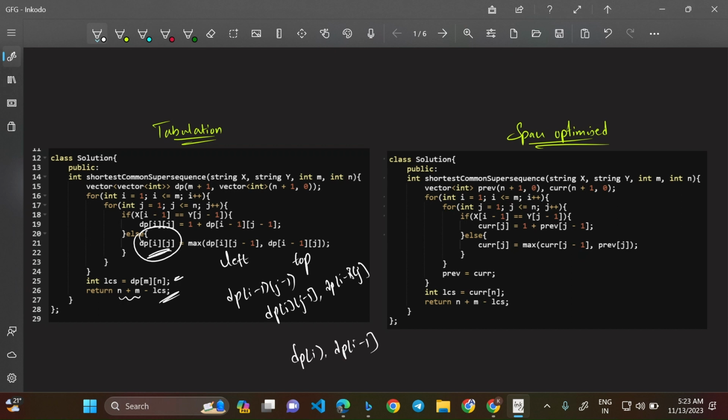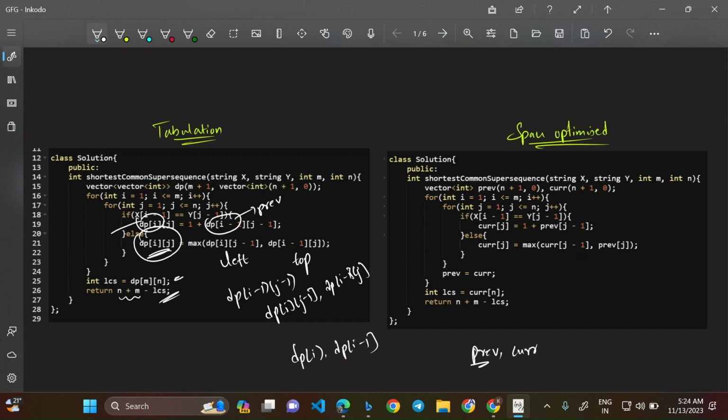So instead of maintaining a whole 2D vector, it's better if you only maintain two vectors, that is previous and current. Previous means the previous values that you have already computed, and current means the current values that you're going to compute. So that's what I've done. So how do you do it in a very easy manner? DP of i minus 1 in the sense previous, right?